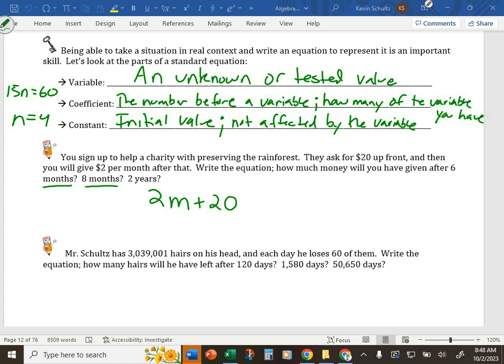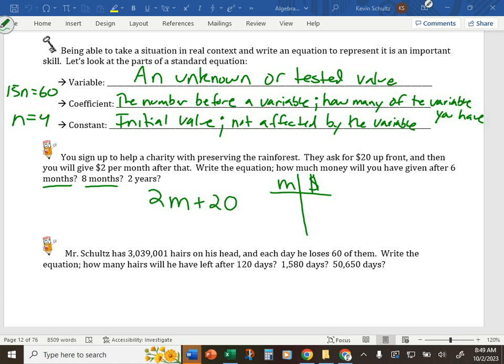Okay? So this expression is going to represent how much money you give over however many months to the charity. $2 per month plus that initial 20. Make sense to everybody? Right? So now we get to the testing phase here. And this is where last year I had to make an XY table. Here it'll be a month and money table, I suppose.